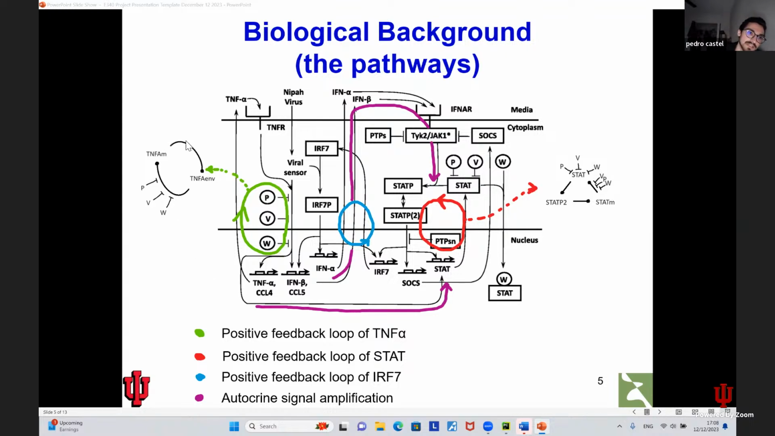So I drew a small summary of this pathway here in a very simple way, and this is more faithful to the equations rather than to the diagram. So it's basically two species, TNF alpha mRNA and TNF alpha in the environment, and one activates the other, while P, V, and W suppress the activation of TNF alpha mRNA by TNF alpha in the environment.